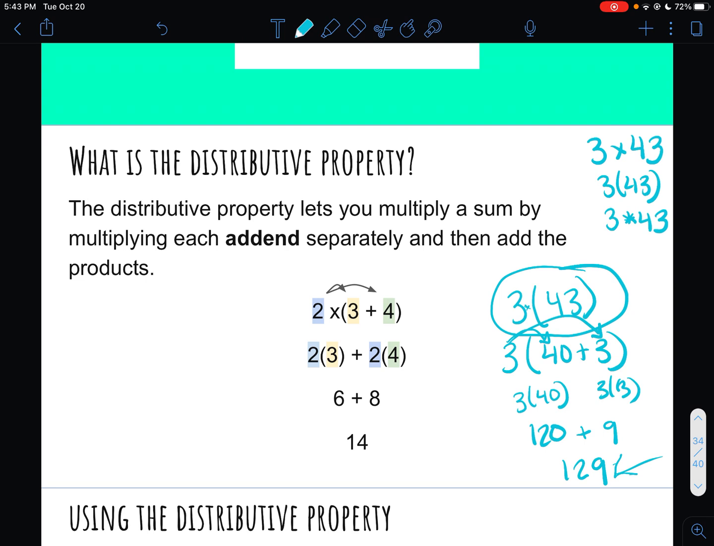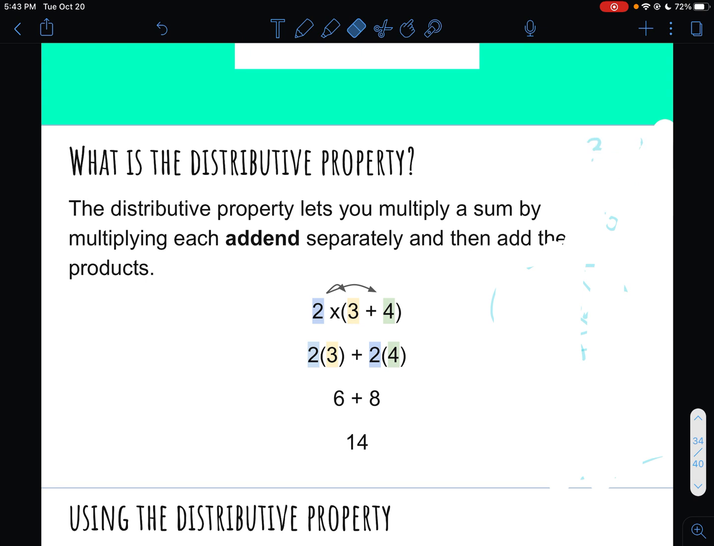So I actually use the distributive property quite often in my head, and I'm sure adults in your life probably do the same thing. So it is definitely a useful skill. It's just kind of weird, okay?